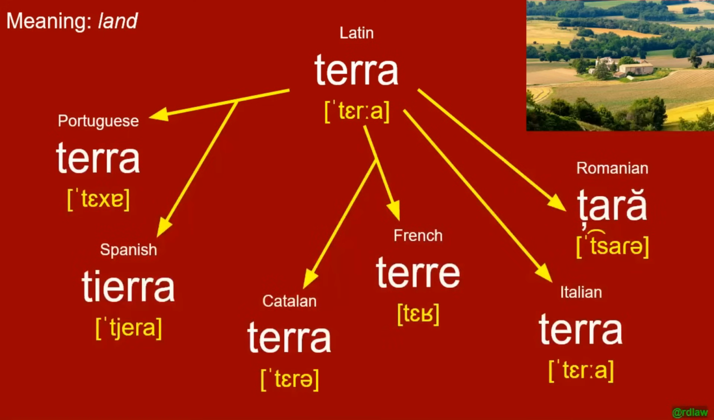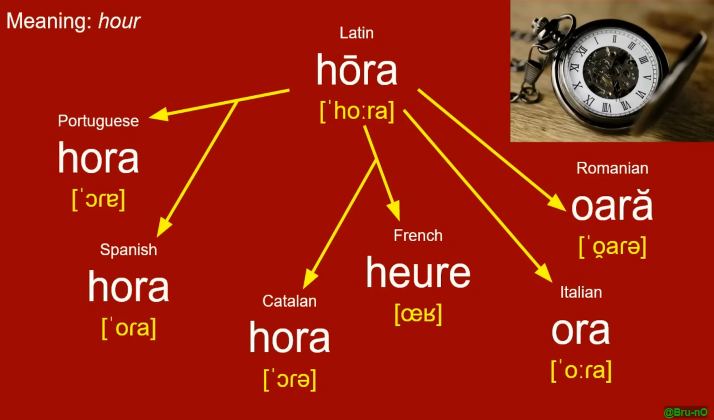So now for the comparative examples of this sound. First, there's Latin terra, which became Portuguese terra, Spanish tierra, Catalan terra, Italian terra, French terre, and Romanian țara. For an example that was ungeminated, there's Latin hora, which became Portuguese ora, Spanish ora, Italian ora, and French heure.